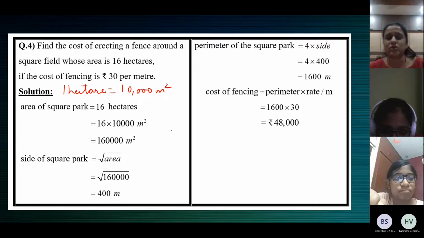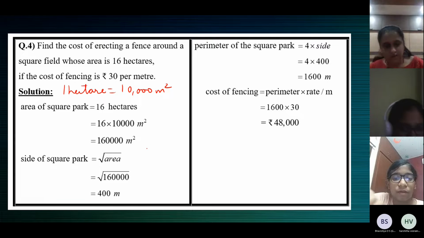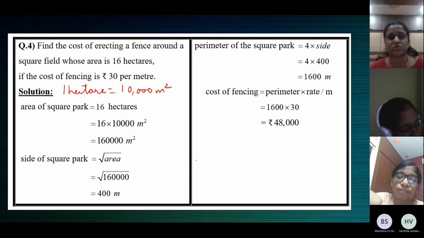I told you hectare is a unit of area, not length. Like kilometers, 1 kilometer is 1,000 meters. It has 3 zeros. Hectare is a unit of area. It's not a unit of length.